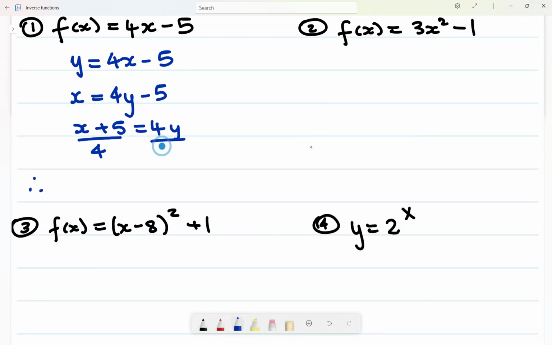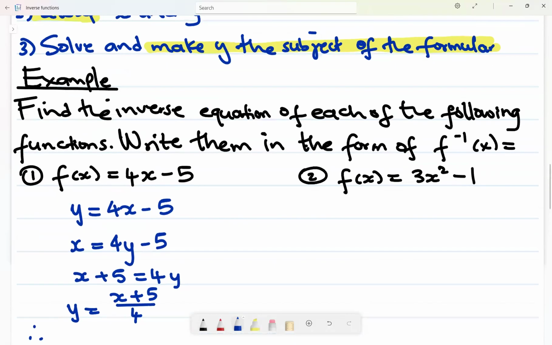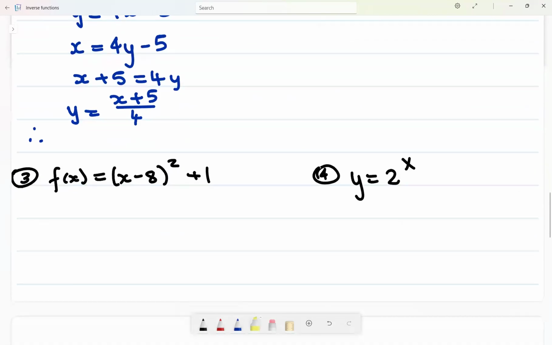Therefore, I won't write divide by 4. I have y equal to x plus 5 divided by 4. Now remember, they wanted it in terms of, very important to listen to the examiner's instruction, inverse, in the form of inverse something. I'm going to say, therefore, inverse function of x is equal to x plus 5 divided by 4. You are done.